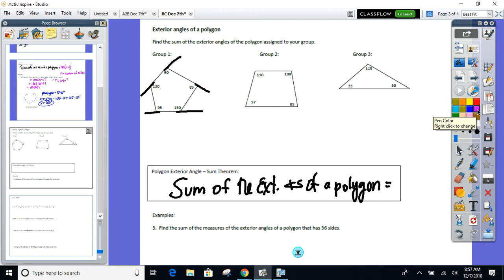Report back to your group. Make sure you got the same sum of all your exterior angles. Make sure your sum matches, please.